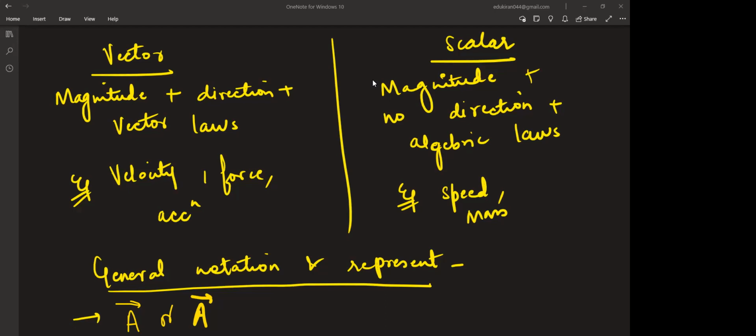What's the difference between the two vectors, the A, R one, the other one? Which one, Martin? The general notation of a vector representation. The second one is just written in bold. In general notation and representation, one is written with an arrow and the other one is written in bold.